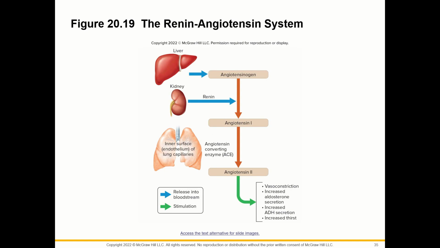The renin-angiotensin system: we see that the liver secretes angiotensinogen, the kidney secretes renin, and this helps it be converted into angiotensin 1. Angiotensin converting enzyme, which is ACE, helps to convert it to angiotensin 2, and this leads to vasoconstriction, increased aldosterone secretion, increased antidiuretic hormone secretion, and increased thirst.